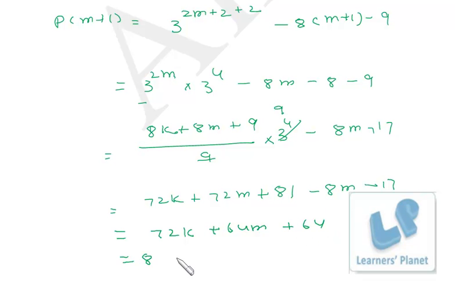So we can take 8 as common and the remaining quantity can be written as lambda, right? So Pm plus 1 is divisible by 8. So that means it's true. Okay. So Pm plus 1 is true whenever Pm is true. So hence by principle of mathematical induction, it is true for all n belongs to N, that is natural numbers.